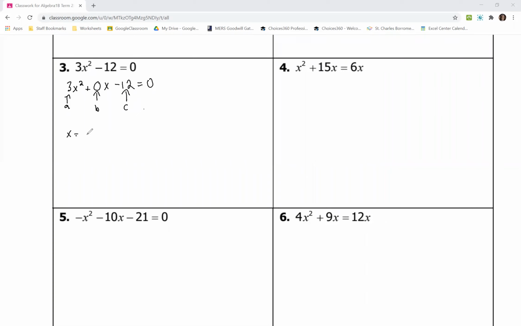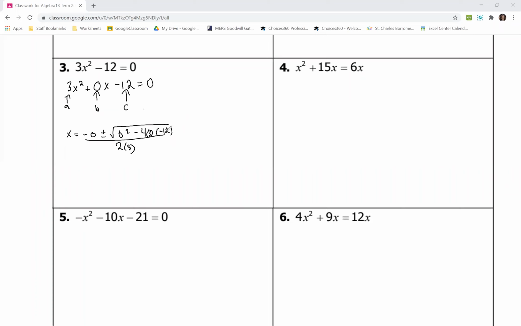So I have x equals negative b plus or minus the square root of b squared minus 4ac all over 2a. All right, so let's replace my b's. These are going to be easy because they're just 0. Okay, and now let's replace my a's. My a is 3, multiplying by 3, right? And then my c is a negative 12.